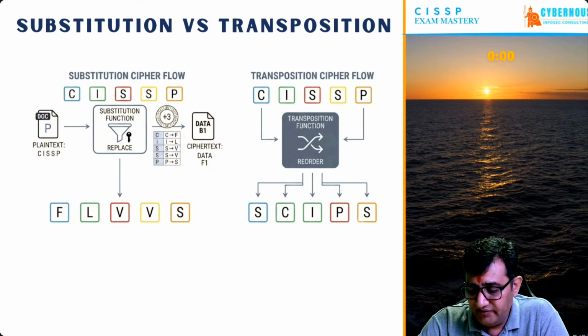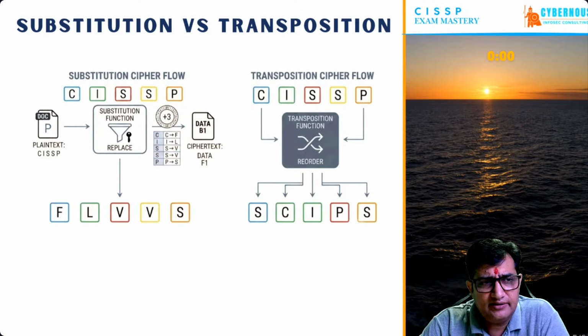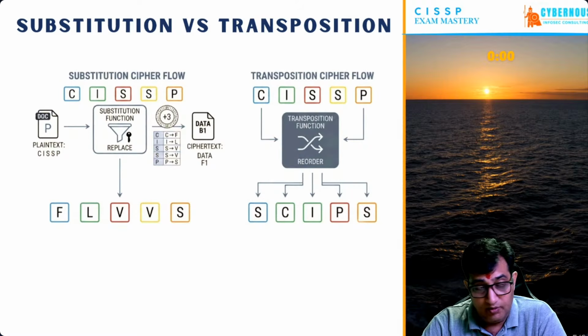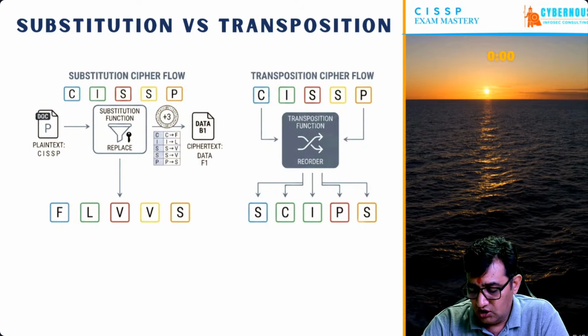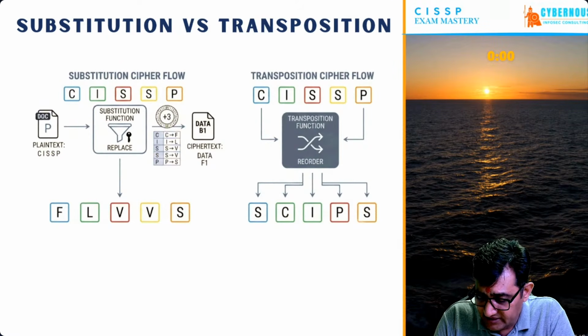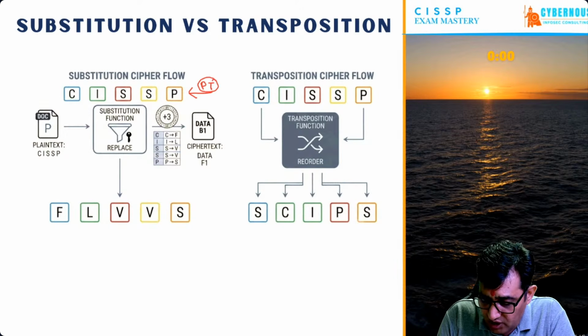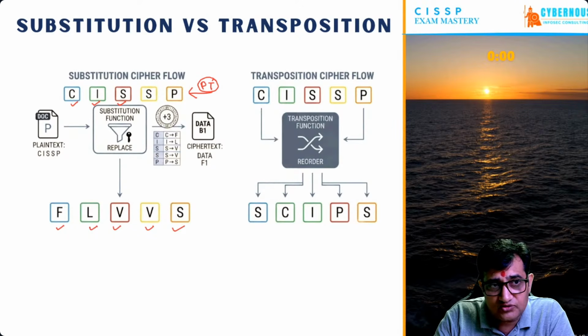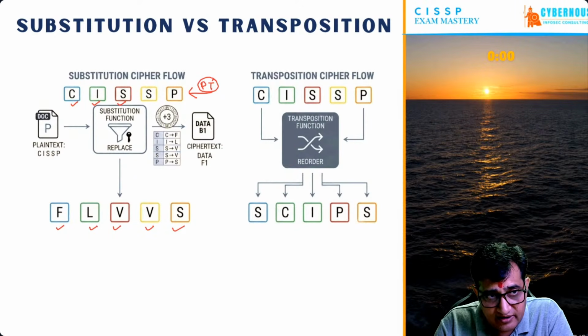In cryptography, we have certain ciphers, and these are fundamentally tested sometimes in the exam. So you need to understand the difference between them. Number one is the substitution cipher. For your easy understanding, I have put up a plain text here as CISSP, and now I am going to change every character with a different character, as you can see in the output. These characters are completely replaced or substituted with different characters.